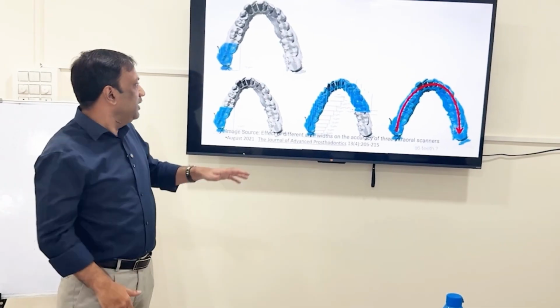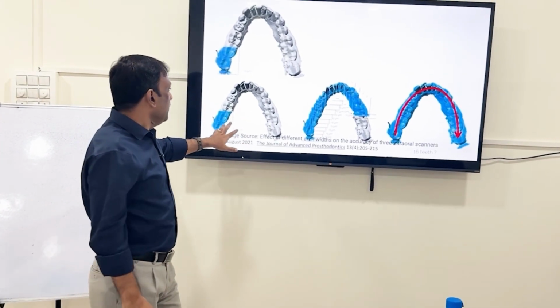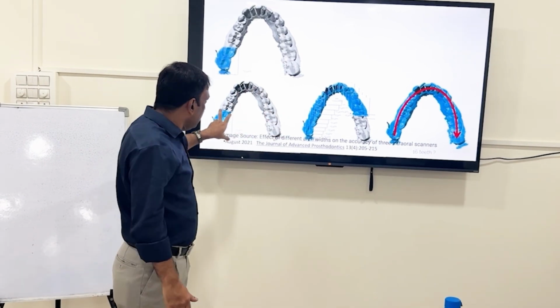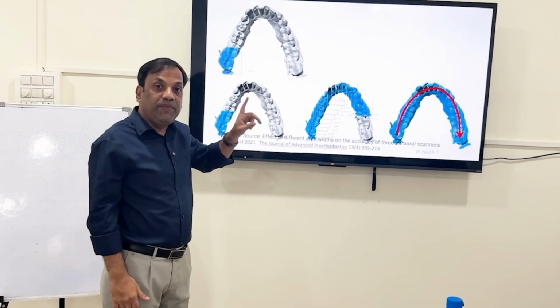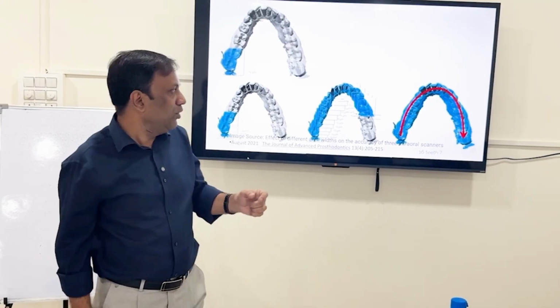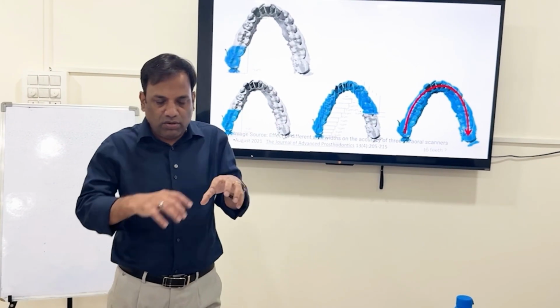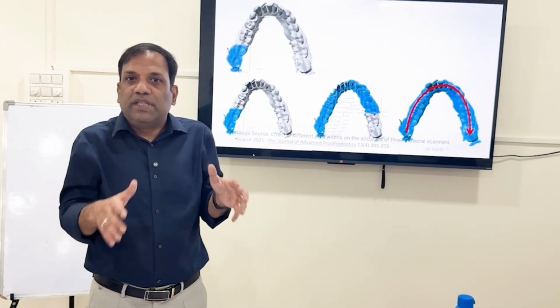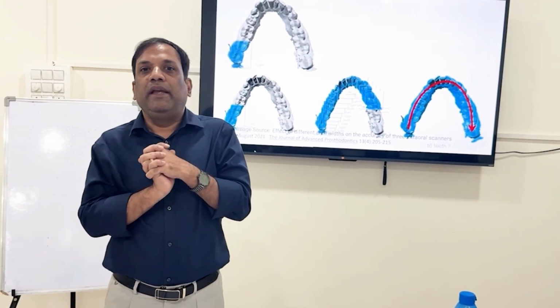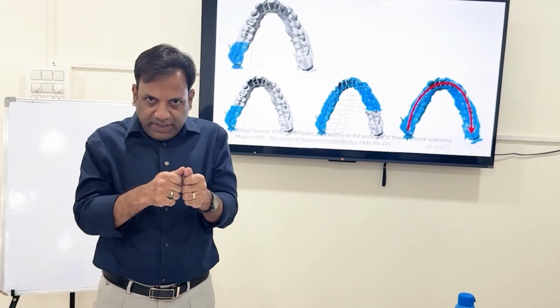And what is the problem with implants? Now the thing is, if it is a full arch, then teeth are there to correlate something. But if it is a full mouth, then I have got a scan body here, here, here, and there, hardly 4 or 5 scan bodies. A lot of gaps are there. So this is the real problem in full mouth implants.